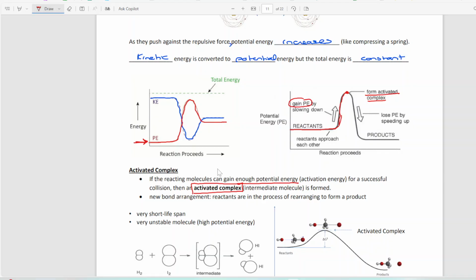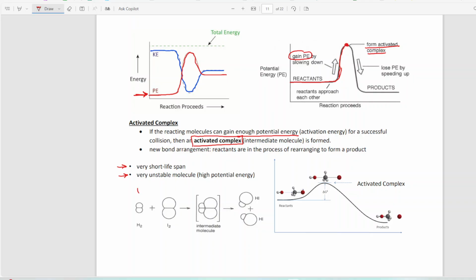Then there's going to be this whole new bond rearrangement that's going to happen. The reactants are in the process of forming a product. And so this activated complex has a very short lifespan. It's unstable. But if you look here, we've got our reactants. And then here we have our intermediate molecule or our activated complex. I kind of like activated complex better because it's like an activation happened. There had to be sufficient energy for this complex to be activated, right? But it's sort of an intermediate between the reactants and then over here, your products.